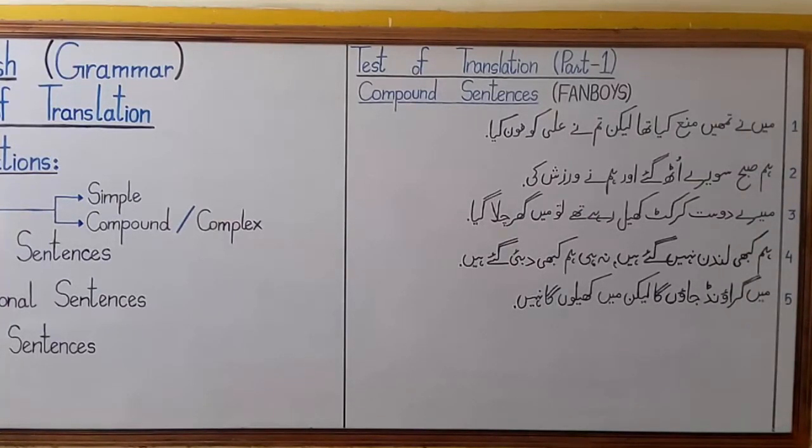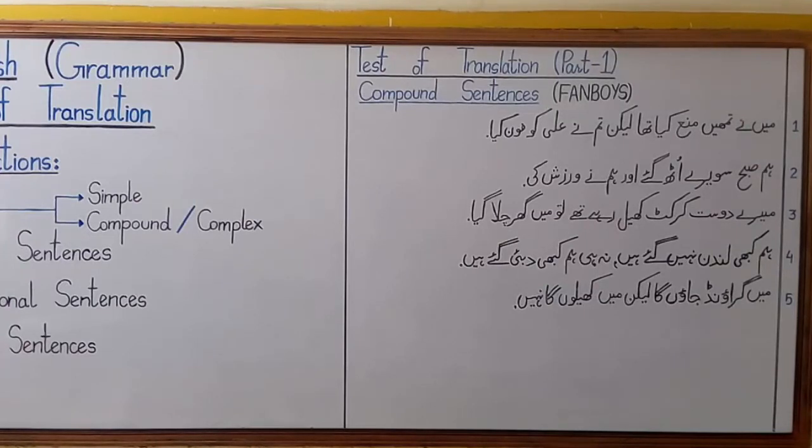सेंटेंस नंबर 1, मैंने तुम्हें मना किया था लेकिन तुमने अली को फोन किया. You people need to identify which sentence belongs to which tense. In every compound sentence there are 2 independent clauses or 2 simple sentences. मैंने तुम्हें मना किया था first, तुमने अली को फोन किया second. You need to see which rules are being applied on which sentence, whether it belongs to present, past or future, or simple, continuous, perfect or perfect continuous.